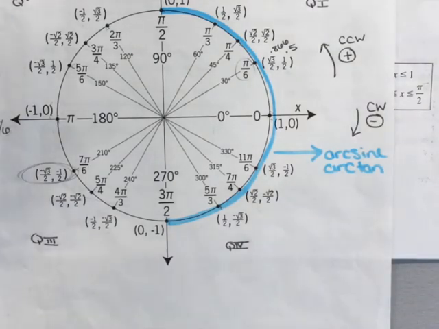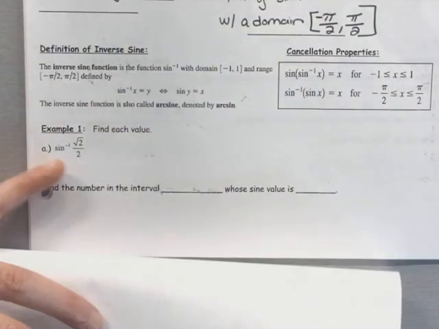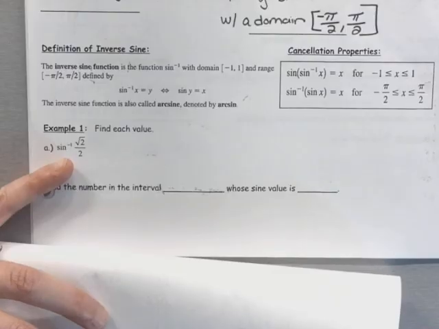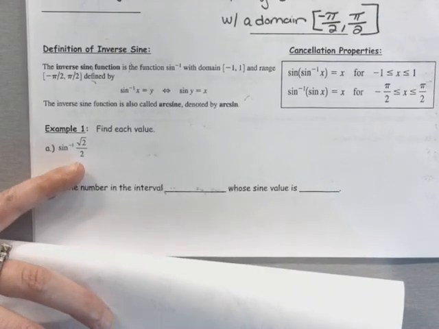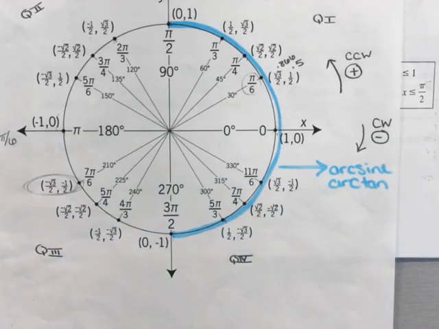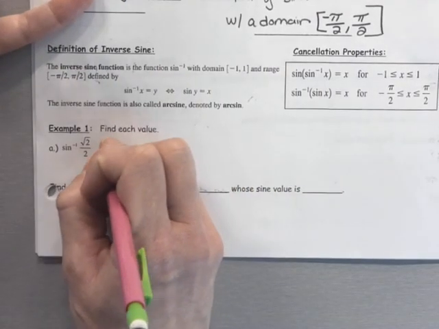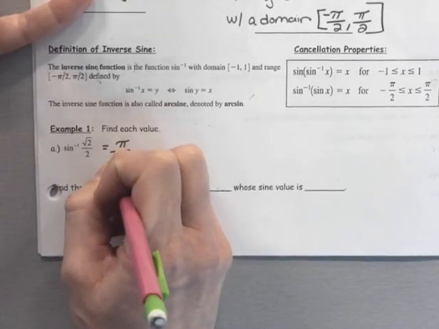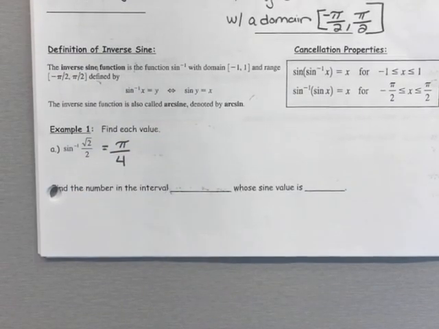So I'll show you what I mean by that. I want to see what angle gives me a sine value of root 2 over 2. Okay, so look at the blue. In the blue region, where do I have a sine value of root 2 over 2? It only happens once. Where is it? Pi over 4. So that is the answer to the question. Like I said, it's a lot of information for one step. So the answer is pi over 4.